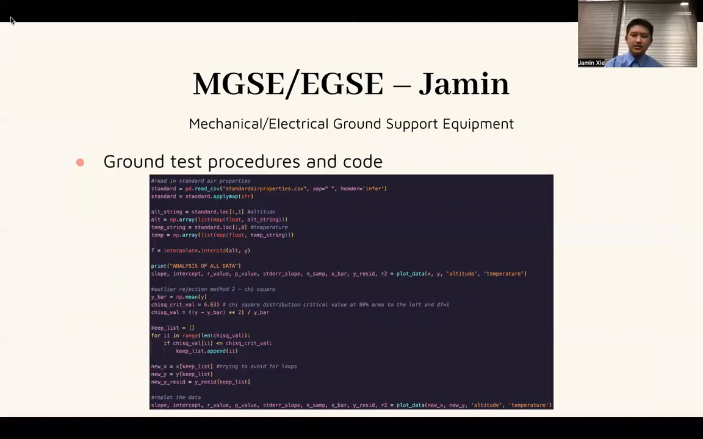Now for the MGSE and EGSE, which stands for the Mechanical and Electrical Ground Support Equipment. One thing I was in charge of was the ground test procedures and code. Based on the requirements and necessary tests for all subsystems, I designed integrated test procedures and wrote code to test the sensors and the expected function of the hardware in the banana.